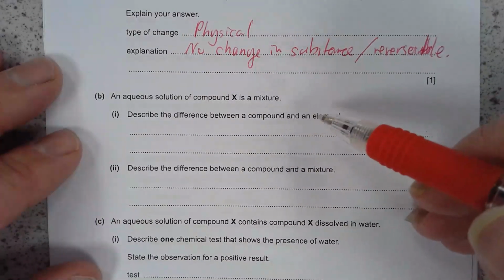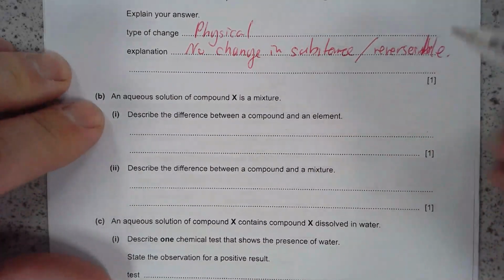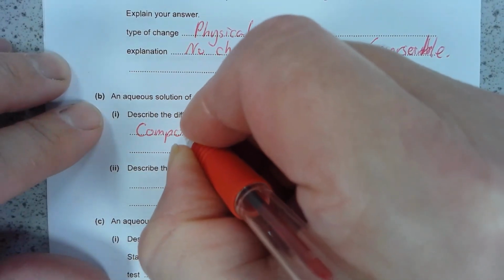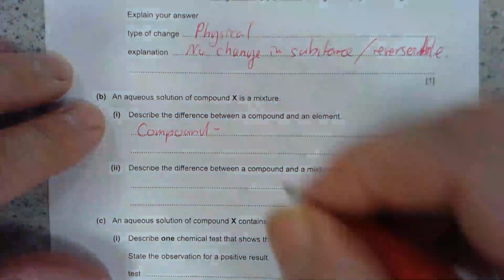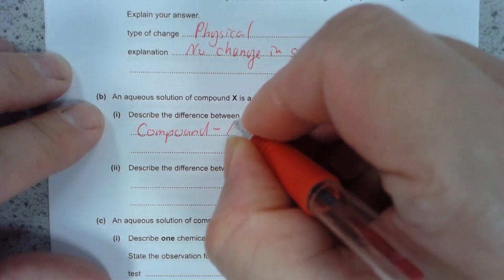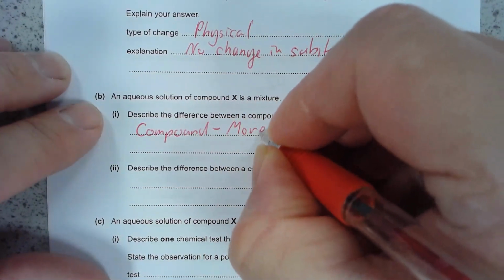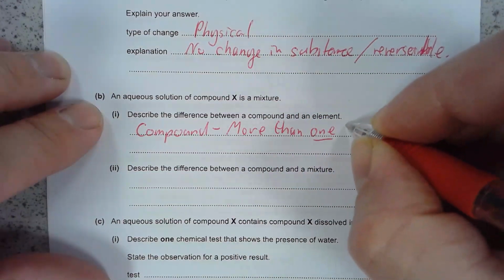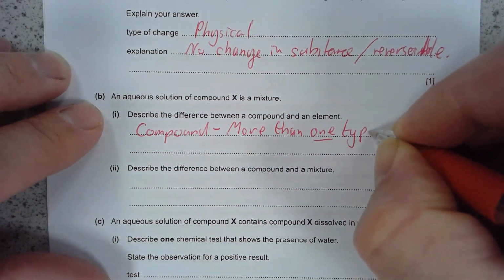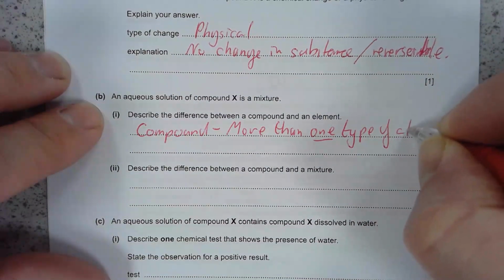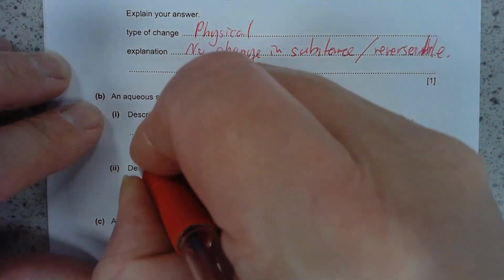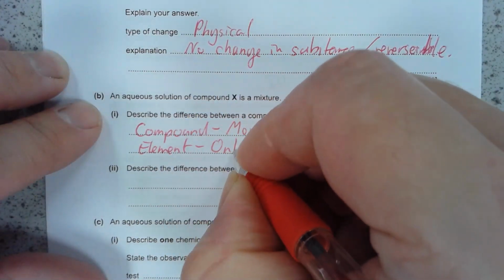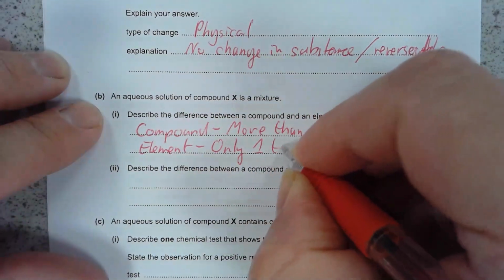Describe the difference between a compound and an element first of all. So we need to be precise. First of all, we remember what a compound is. A compound is a substance that contains more than one kind of atom. An element has only one type of atom.